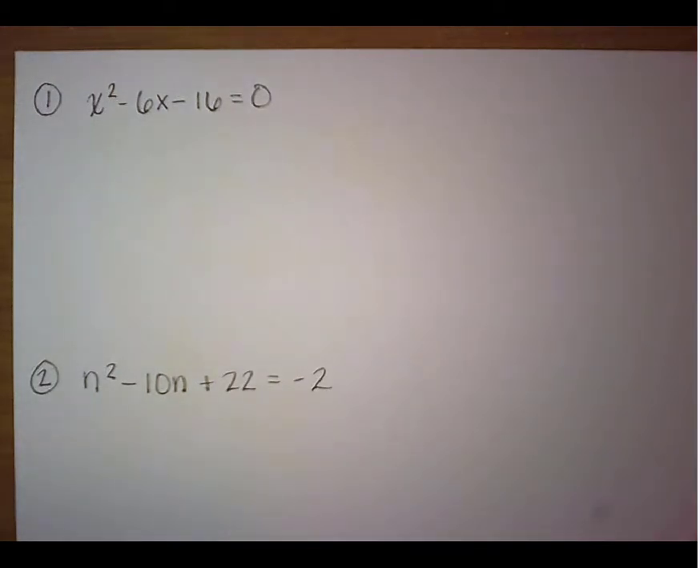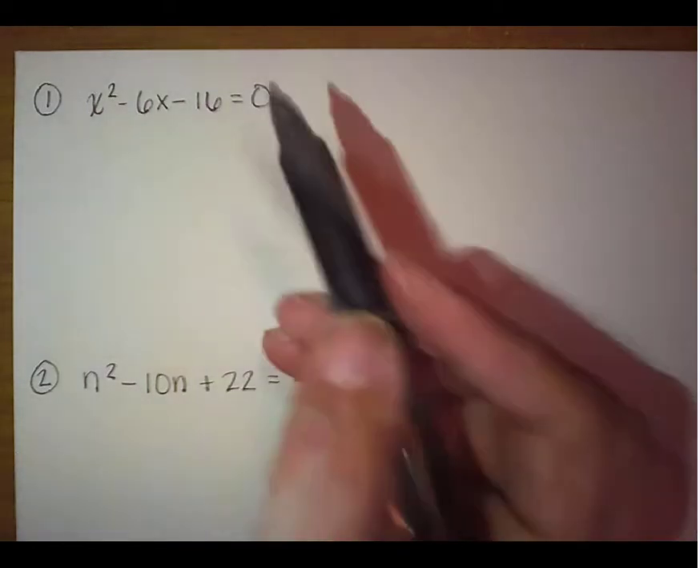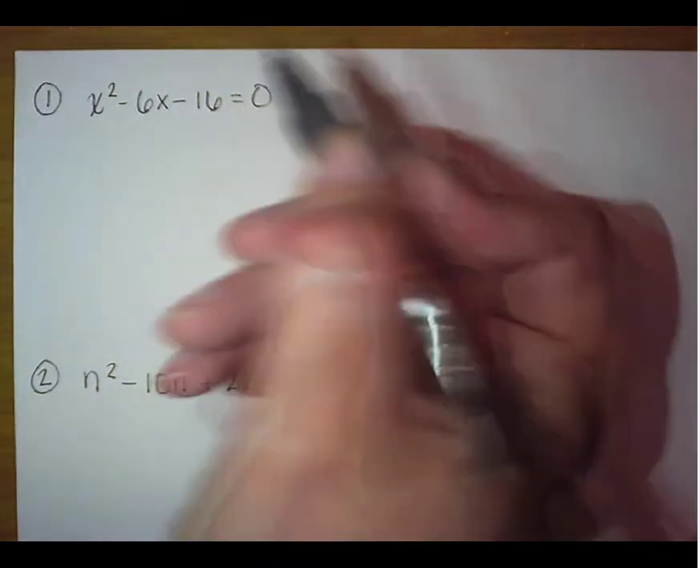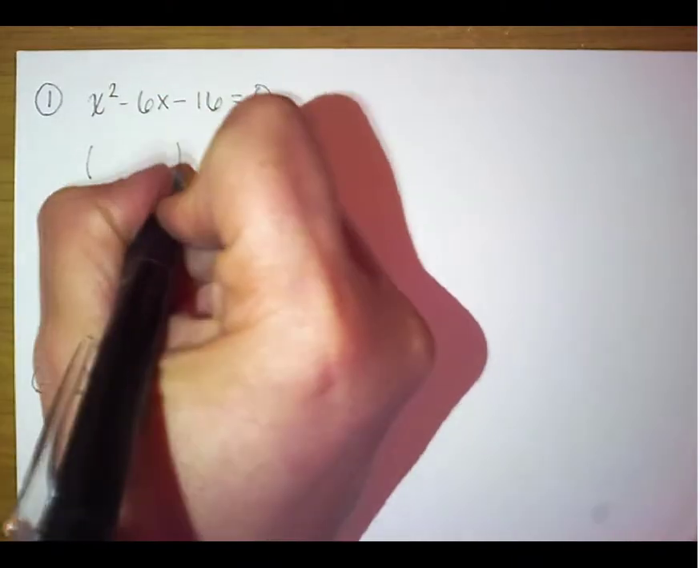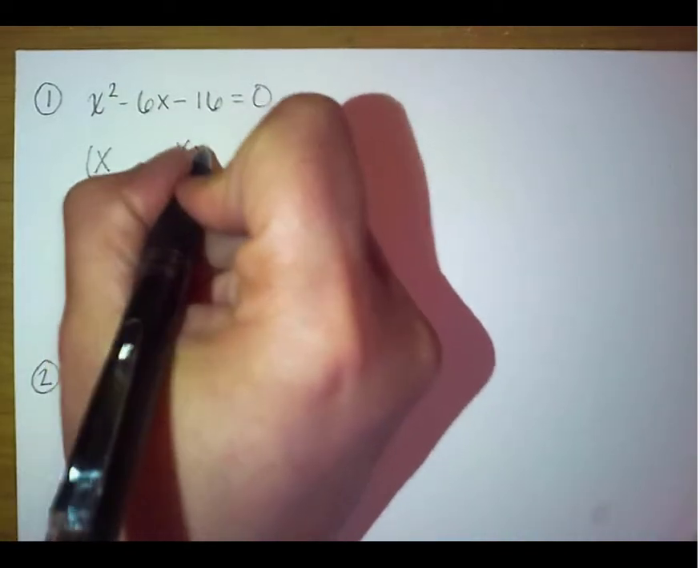So we're going to start off with this x squared minus 6x minus 16 equal to 0. Again, we love it when it's already equal to 0 because that means we don't have to do anything. We can go straight to factoring, and do our two parentheses, lead off with x.